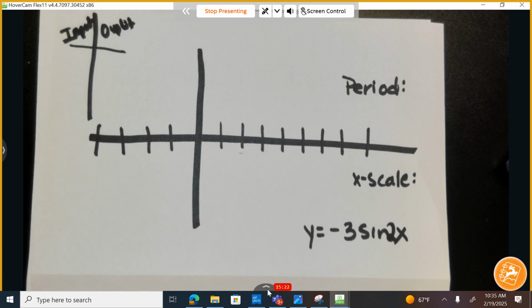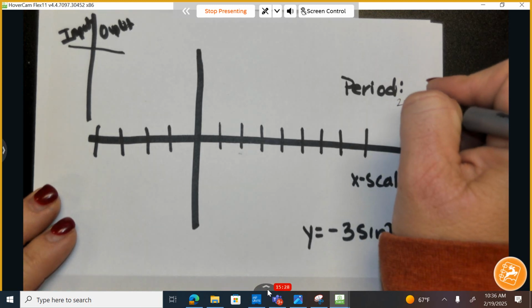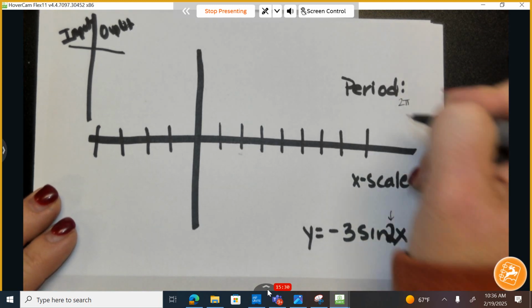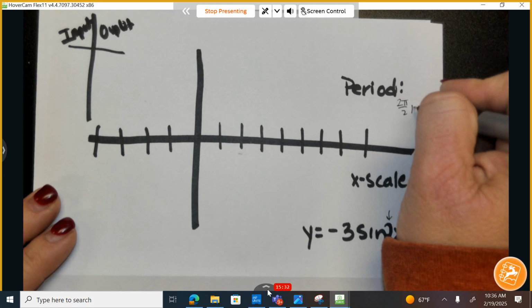All right, so the very first thing I'm going to do, at a little bit quicker pace right now, is identify what the period length is. That's step 1. I'm going to take 2 pi and always divide it by the number in front of the x, which is a 2. This reduces down to 1 pi.